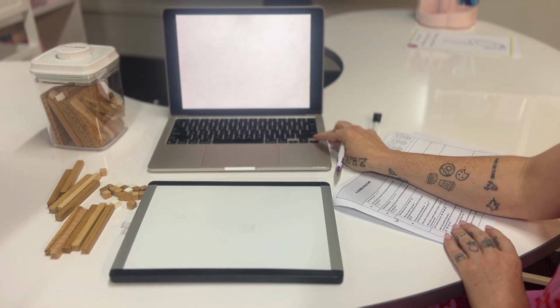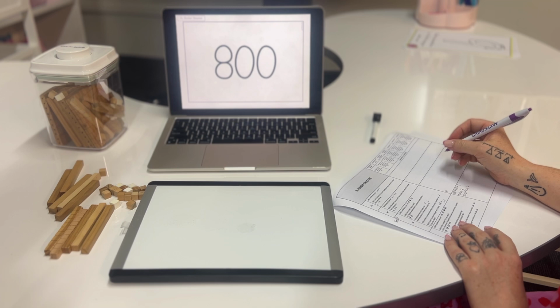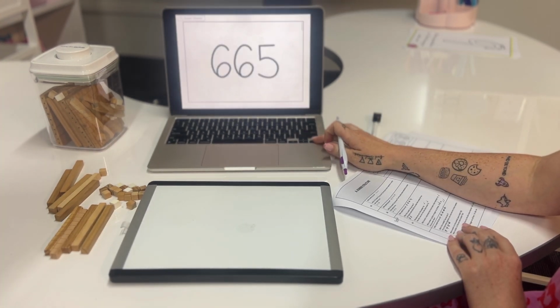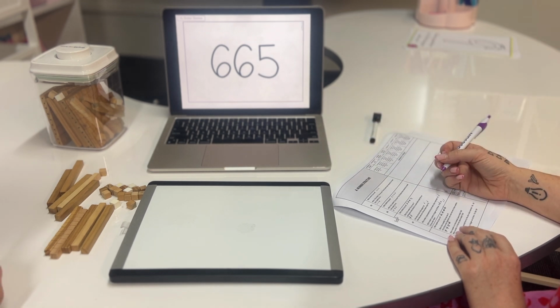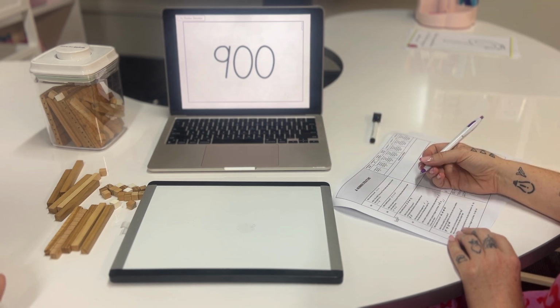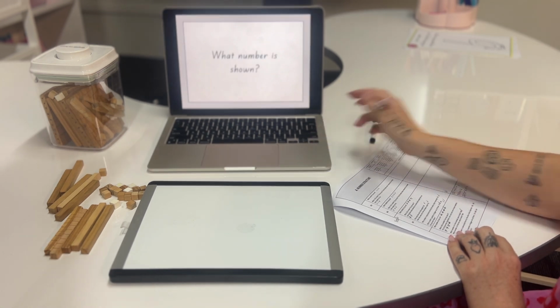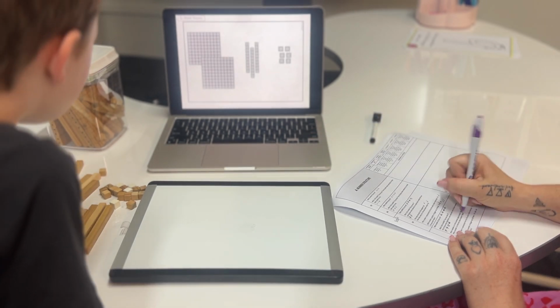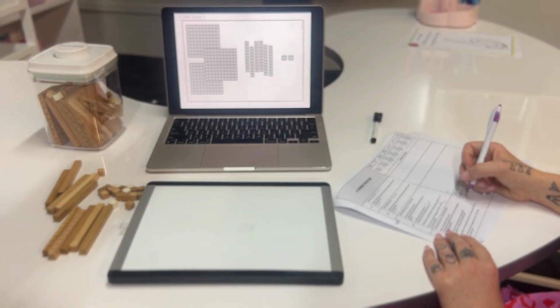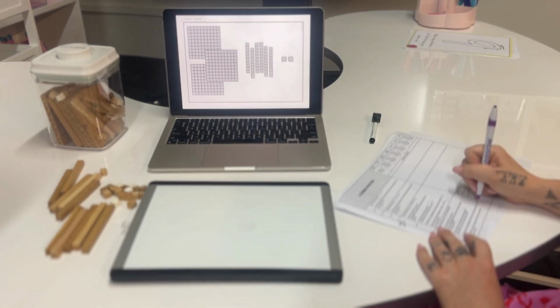What about this one? Oh, that's a nothing. 800. Good work. Okay, now what number is in the hundreds? 6. What about in the tens? 0. What number is this one here? 236. You are super awesome. What about this one? 362. You are so amazing.